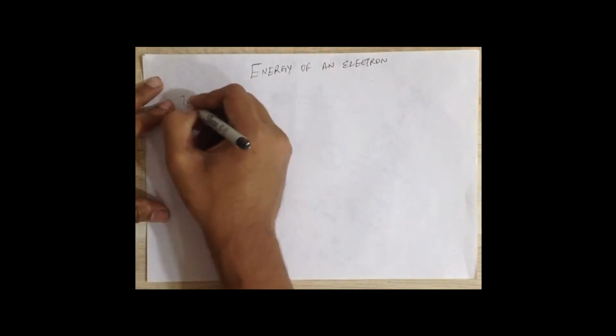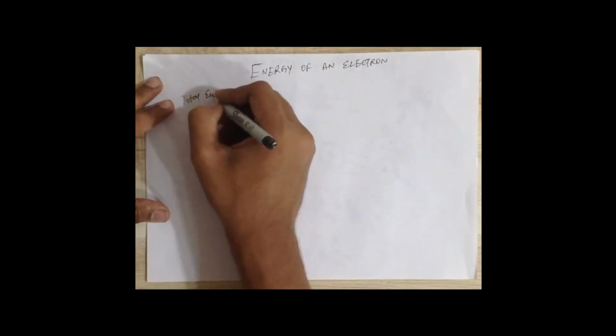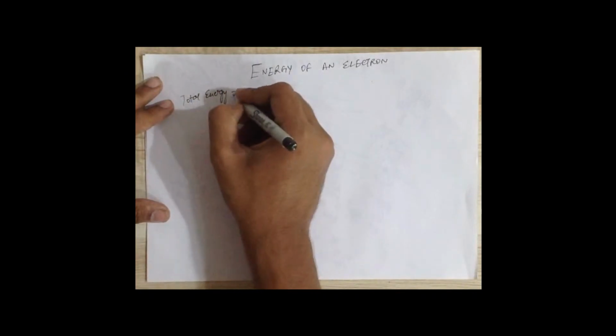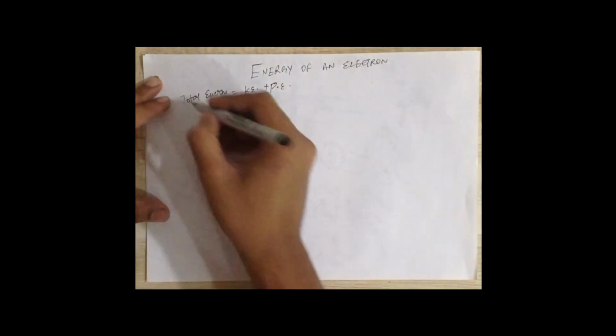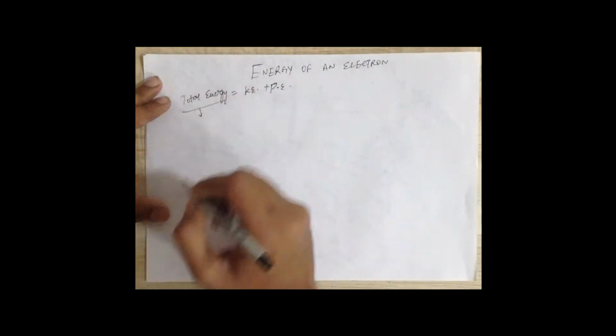Now we will be describing an expression for energy of an electron. The total energy of the electron is the sum of the kinetic and the potential energy. Total energy is kinetic energy plus potential energy. And we are concerned with this total energy.